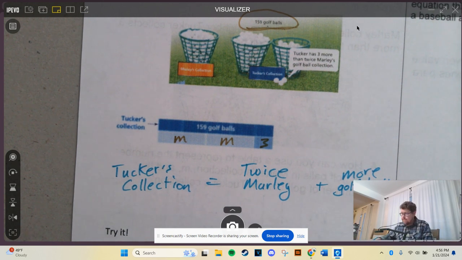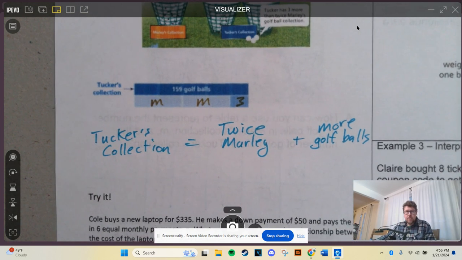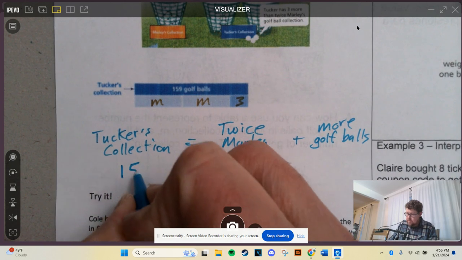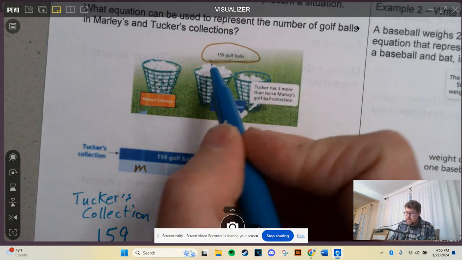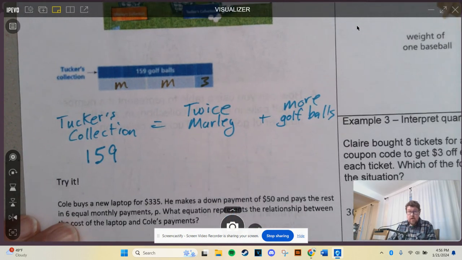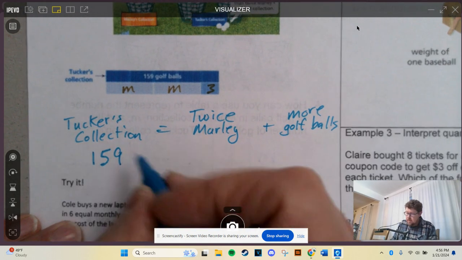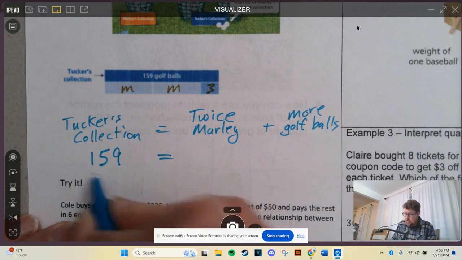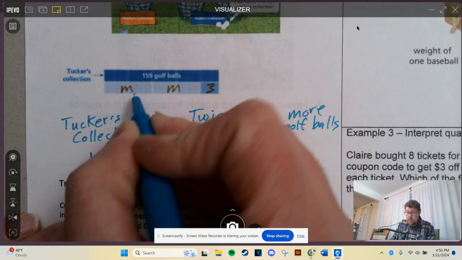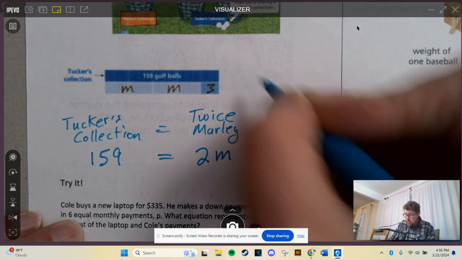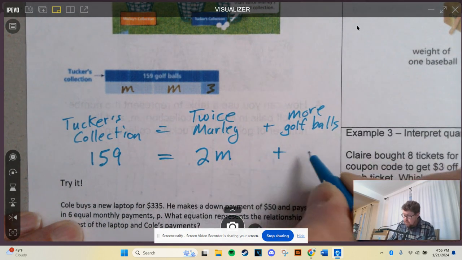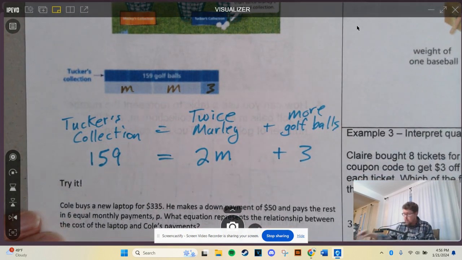Okay, let me move that up a little bit. Tucker's collection is 159, because it says it right there in the picture. We'll just use the equal sign, right? So 159 is equal to twice Marley. We've got these two M's right here, which we can combine to 2M, and then more golf balls is that 3 right there, so plus 3. So we've got our equation here.